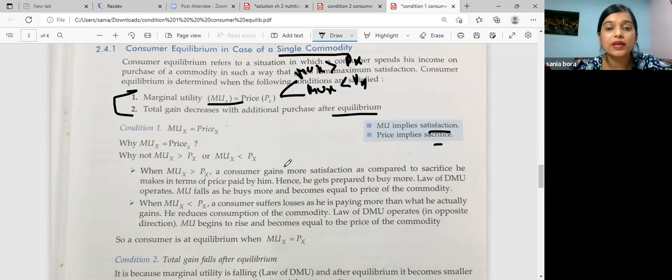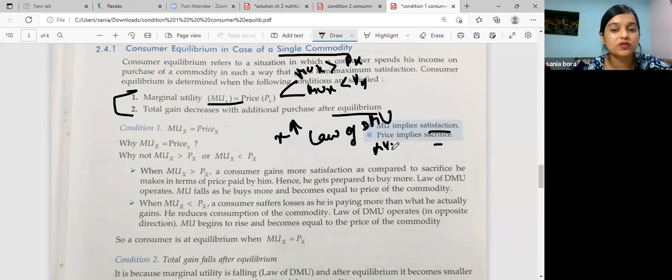So he will increase the consumption of good X. When he increases the consumption, the law of DMU will apply here, and what will happen? MUX will start falling, till it becomes equal to PX. So this is your first condition.